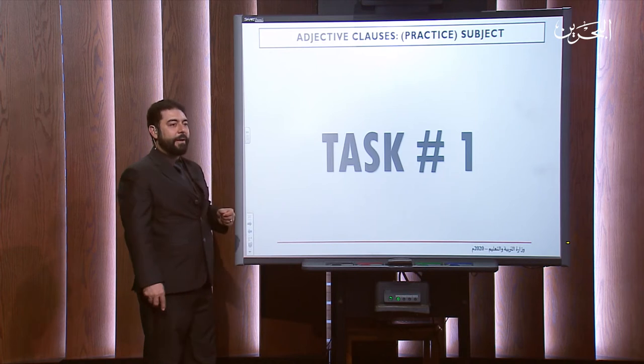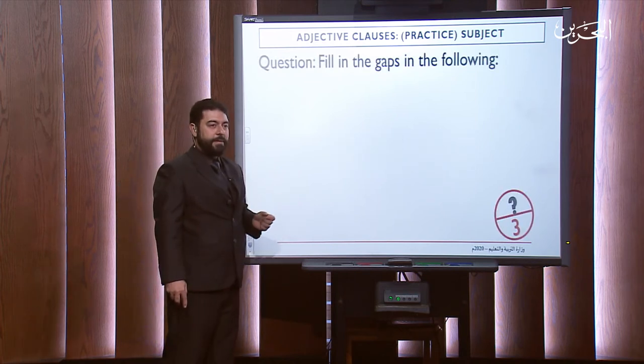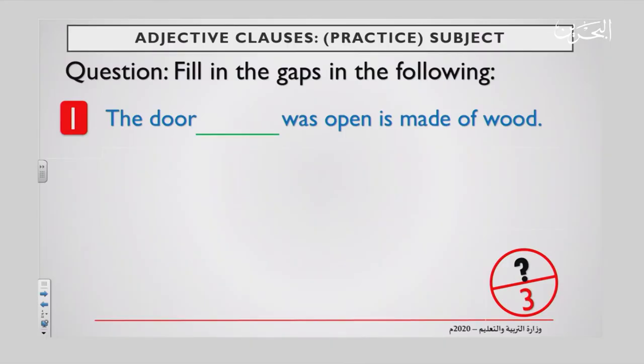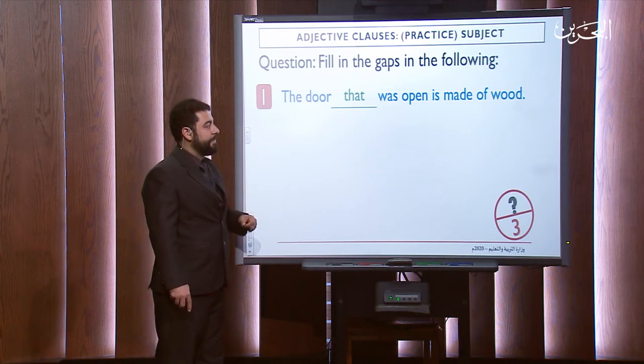All right, let's have a quick task. Fill in the gaps in the following, and you have a mark of 3. Number 1, the book, you have an empty gap, was open, is made of wood. Okay, you have to use a relative pronoun in this. Quickly do that in your notebook. You have 5 seconds. All right, let's check the answer. That. The book that was open is made of wood.